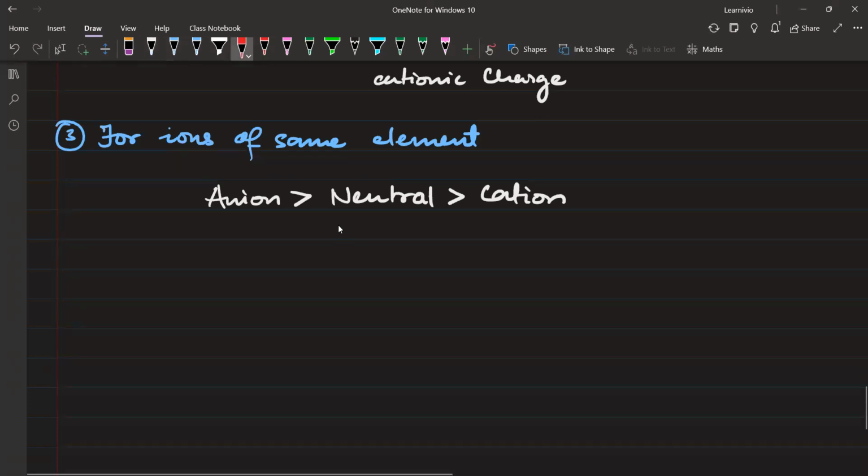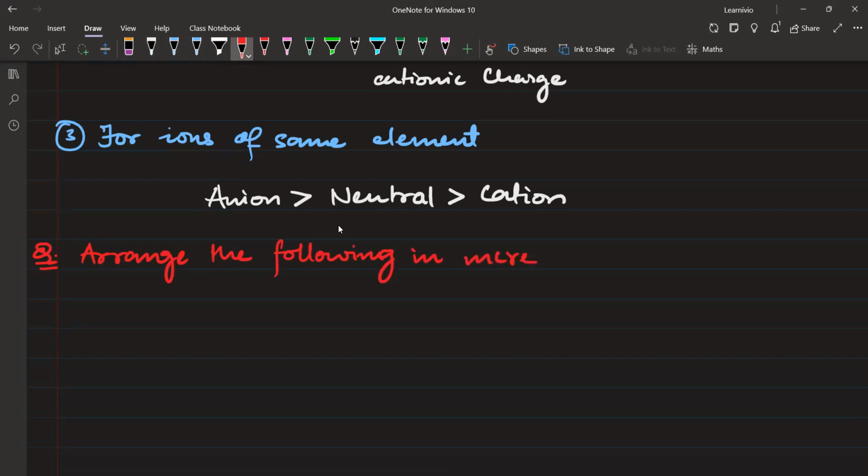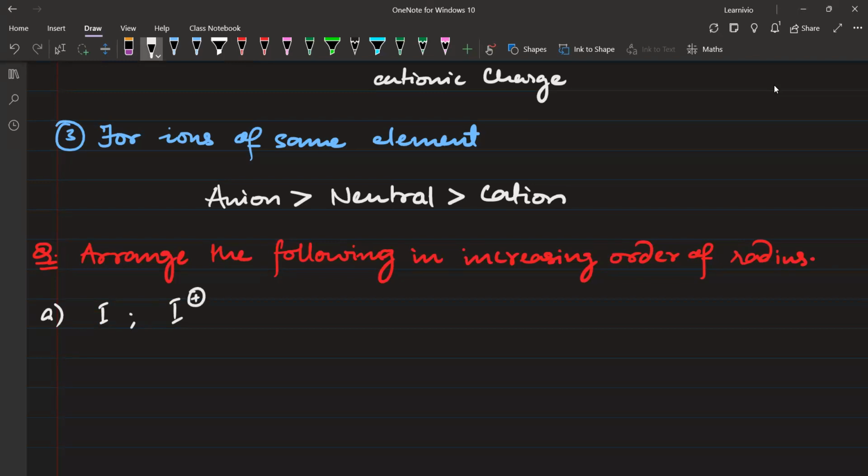And then write a question. Arrange the following in increasing order of radius. ये लिखिएगा: I positive, I negative. ये लिखिएगा: nitrogen, oxygen, phosphorus. से लिखिएगा: argon, K positive and calcium positive. ये calcium 2 positive कर दीजिए.